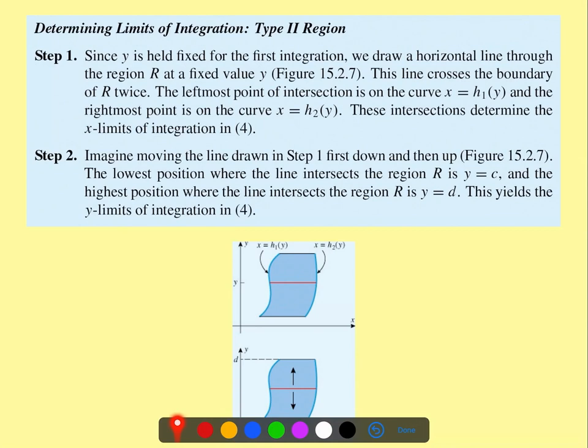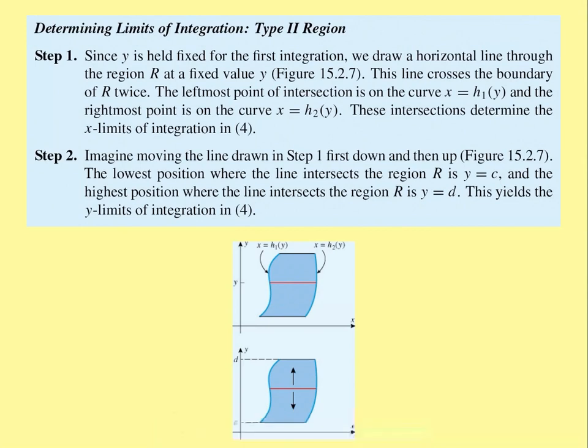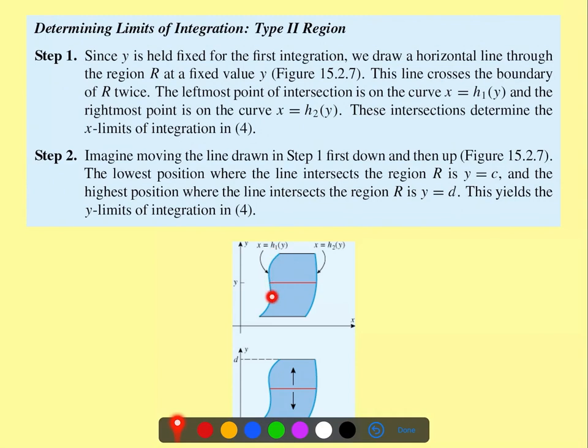Here's the same type of information for the other type of region we're talking about. We want to integrate from c to d for the y, so y is going from c to d, and for a fixed y, we draw a horizontal line, and we see that x is going from the left curve here, x equals h1 of y, to x equals h2 of y.